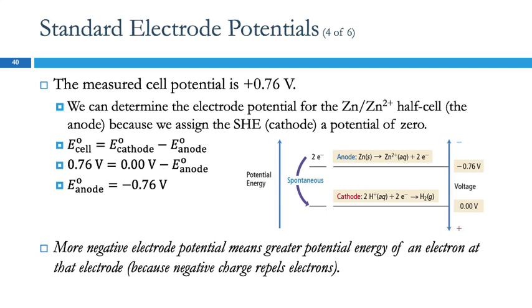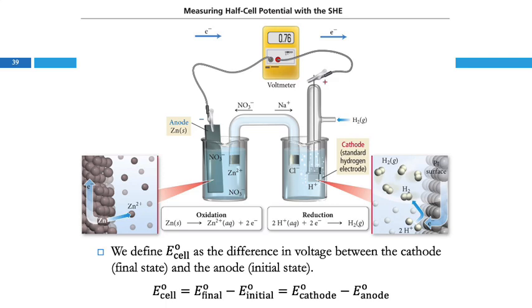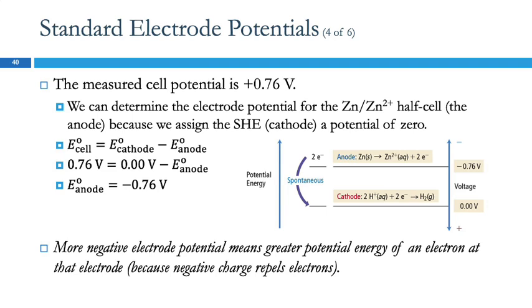So the cell measured there at 0.76. So we can assign the electrode potential because we're measuring it relative to the standard hydrogen electrode. So it's the potential of the cathode, which was 0, minus the potential of the anode is equal to 0.76. Because that's what it said. So the potential here is 0.76. If we switch the leads, then it'll be negative 0.76. But over here, solving this little problem here, that means that the anode potential must be negative 0.76 volts.